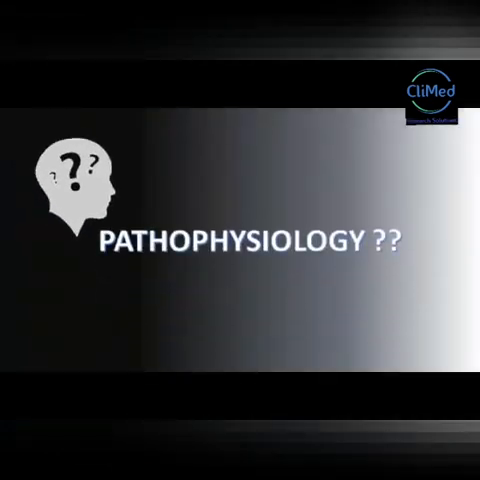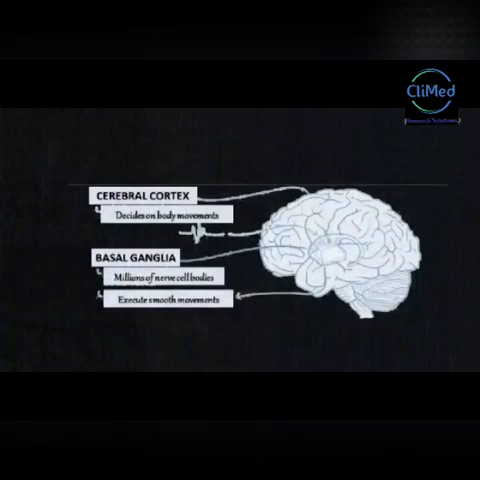What is the pathophysiology? What is the exact brief mechanism which lies behind Parkinson's? So if you just see the structure of the brain, among all the parts, regions and subregions of the brain, the two main parts we have to focus on in Parkinson's disease are the cerebral cortex and the basal ganglia, which forms a very important link between them. As you can see, the cerebral cortex decides many of the body movements, and the basal ganglia consist of millions of nerves in the body which are responsible for the implementation or execution of smooth movements.